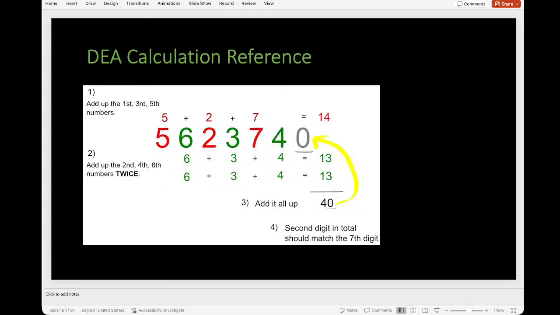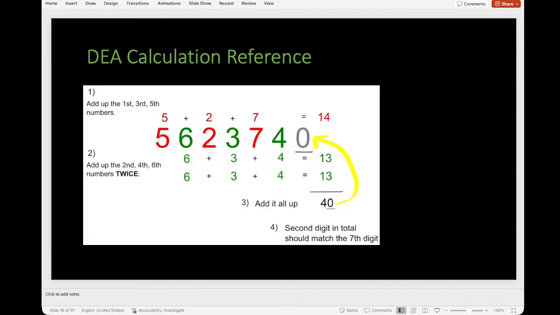The next part, we're skipping all the way down to the easier section, which is the DEA calculation reference. When you calculate DEA, or figure out if that is actually a valid DEA, you will ignore the first two letters of the DEA license number, and you're just going to focus on the values that are next to it.